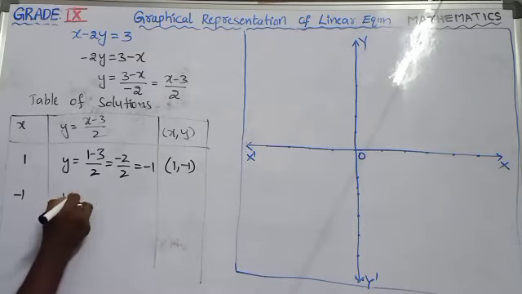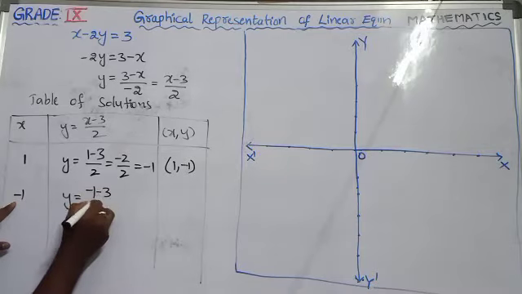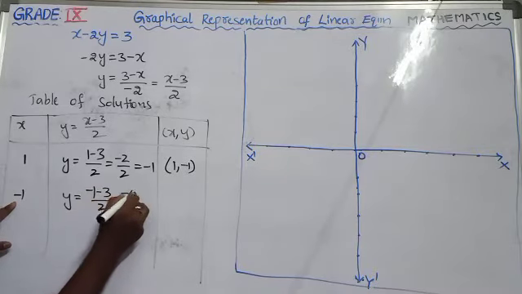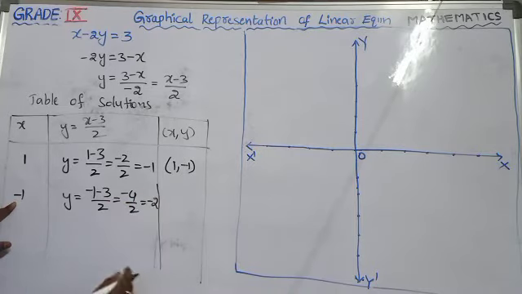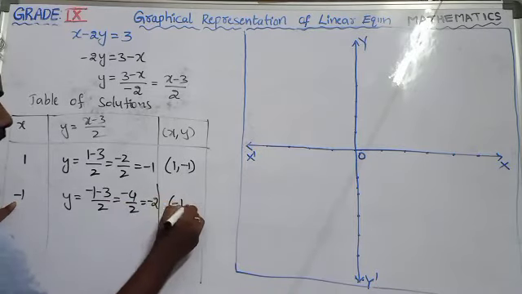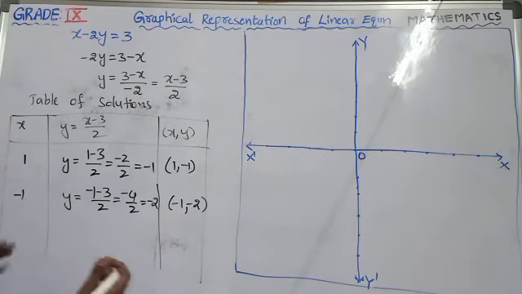Now coming to the next solution, substitute minus 1 in place of x: (minus 1 minus 3) by 2, which is minus 4 by 2, equals minus 2. So by taking minus 1 as x, the y value is minus 2. We can consider minus 1 comma minus 2 as another solution.